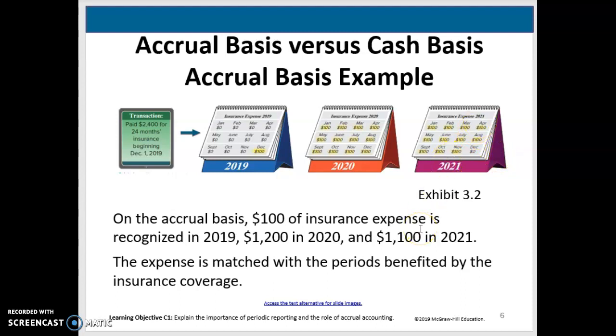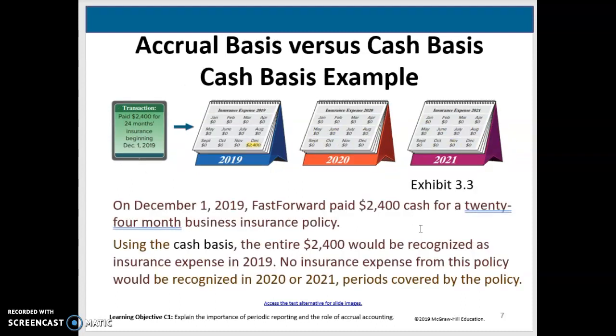So the expenses match with the periods that we actually had the insurance coverage to make sure that we're following those GAAP rules. So that's the accrual basis. Let's look at how the cash basis would look at it. So the cash basis, same scenario, we paid $2,400 for 24 months that began December 1st. So under the cash basis, they would recognize all $2,400 as an expense in 2019.